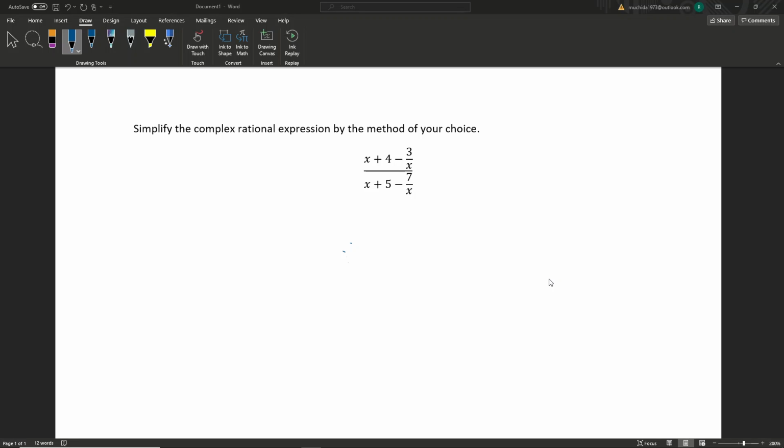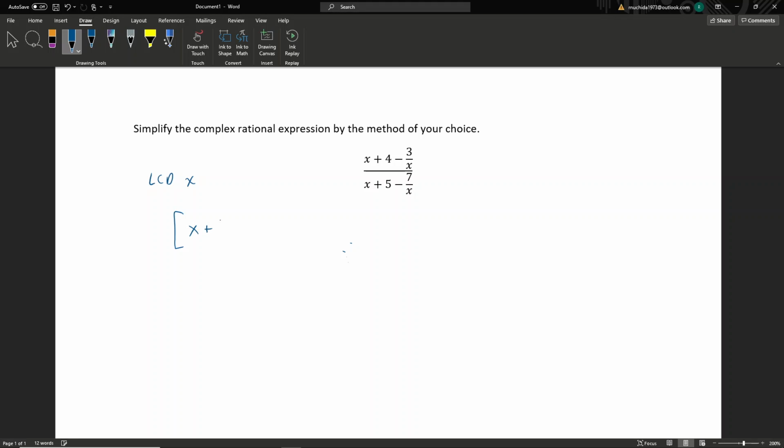One way is that you can multiply the top and bottom by the LCD, the least common denominator, of all of the fractions. So in this case, we have what? The two denominators are just x and x. So the LCD in this case would be x. So one way you could do this is you multiply the top and bottom by x.